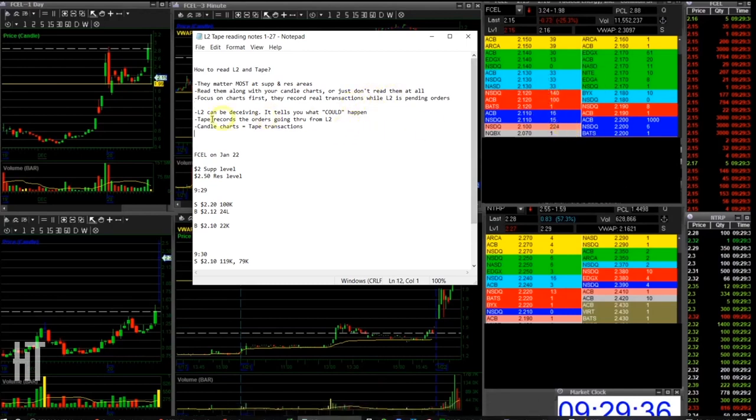So the L2 can be deceiving. It tells you what could potentially happen. It's kind of like giving you a peek into the future, if you want to look at it that way, of what possibly could happen. It doesn't guarantee that the orders on the L2 will fill.